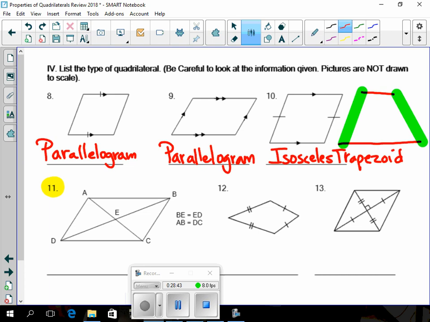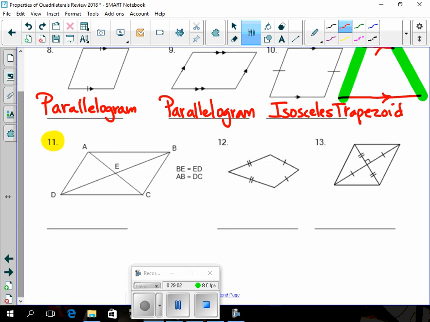That's the only thing that will work to guarantee it. Okay? So I just redrew it because I think the picture is misleading. But if we draw it accurately, where we have two congruent sides and two parallel sides, we know for certain it's an isosceles trapezoid. How about number 11?